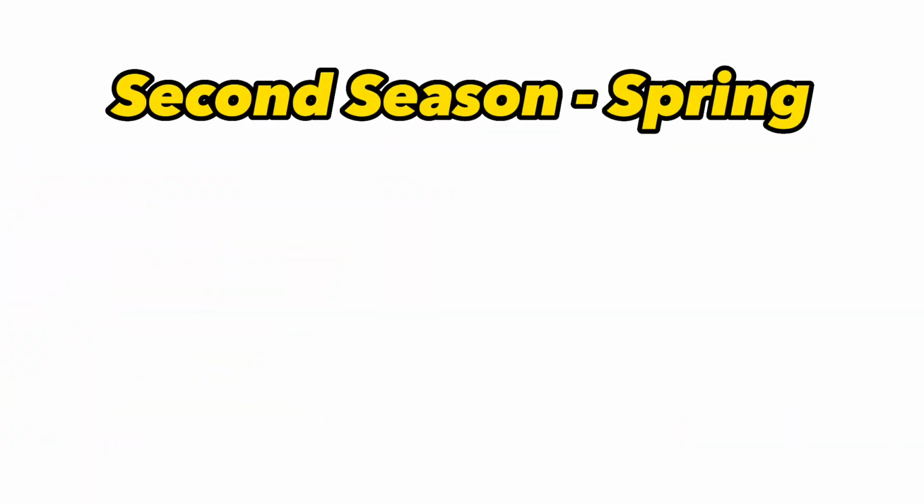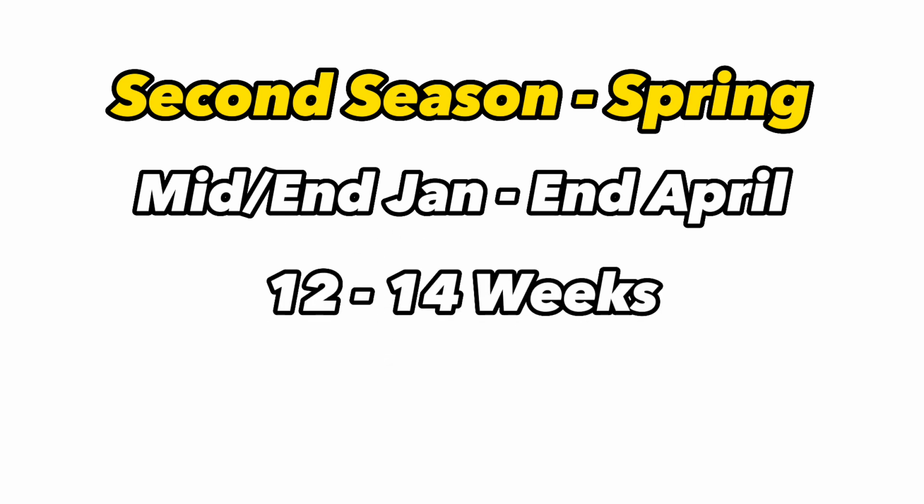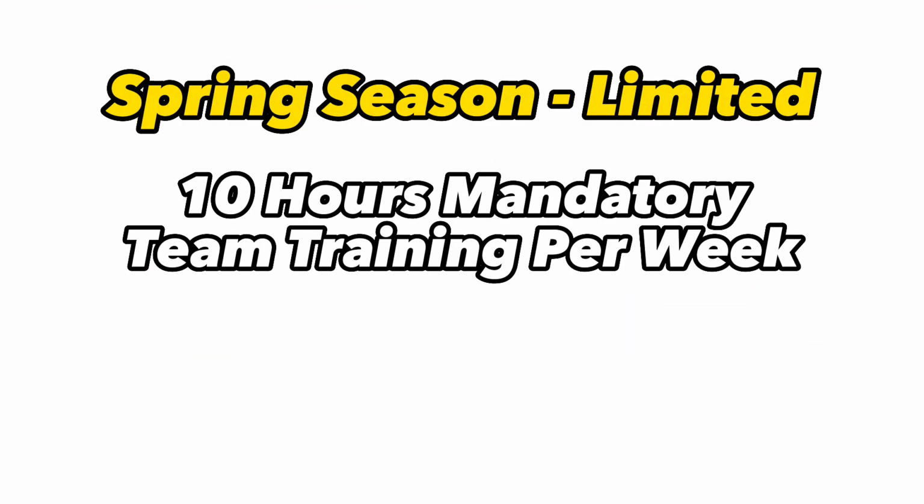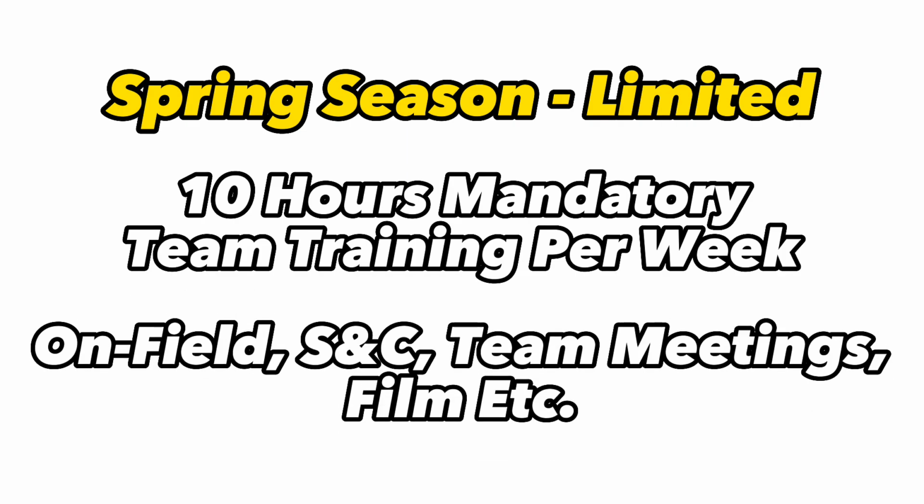And now we move on to our second season, which is our spring season. And this will, depending on the program, start around middle to the end of January and go all the way till about mid to end of April. So it's about a 12 to 14 week span. And during this 12 to 14 weeks, you're only allowed to formally train as a team 10 hours per week. And this includes strength and conditioning sessions, team training, team meetings, film sessions, etc.